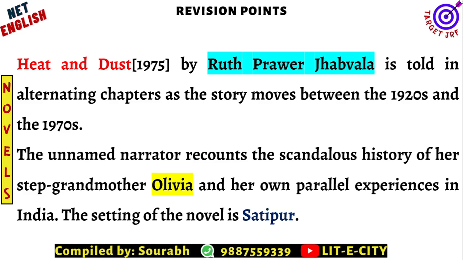The unnamed narrator recounts the scandalous history of her step-grandmother Olivia, who in the 1920s, in colonial India, came here and has an affair with a Nawab. This particular scandal created quite a controversy at that time, and this unnamed narrator shares her own parallel experiences in India. An important fact is also that the setting of the novel is a small town named Satipur.